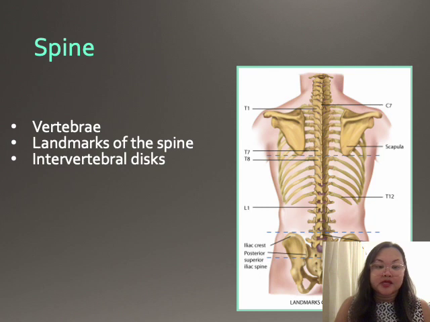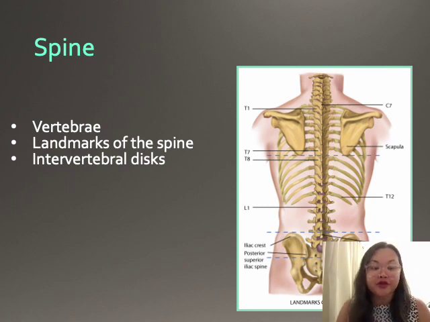This allows us to have balance and compensatory nature of the curves. Together with the intervertebral discs, it allows our spine to absorb any type of shock, and the discs themselves are very elastic, and they constitute 1/4 of the length of the entire column in between the vertebrae.